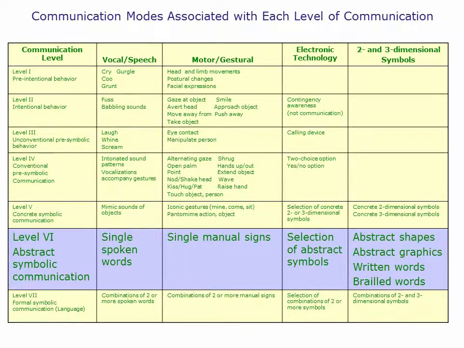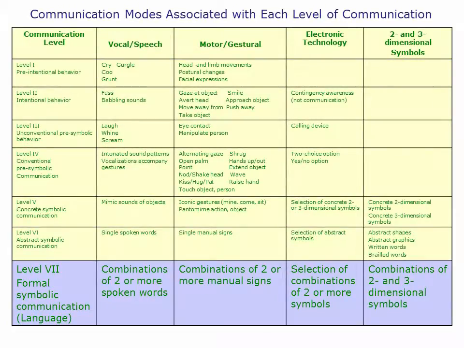At level 6, we see single spoken words appearing in the typical child. In the augmentative modes, we may see manual signs appearing under the gestural mode. Abstract shapes or graphics may be used as symbols and possibly incorporated into an electronic device at this level.